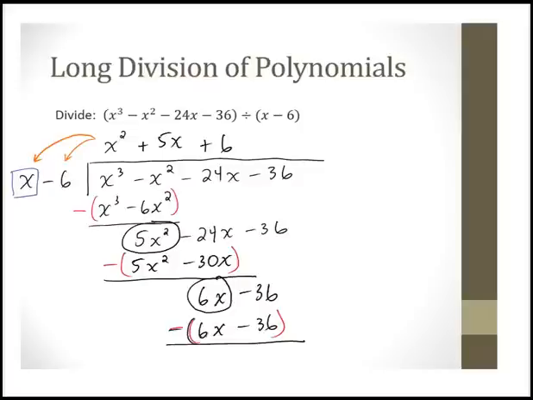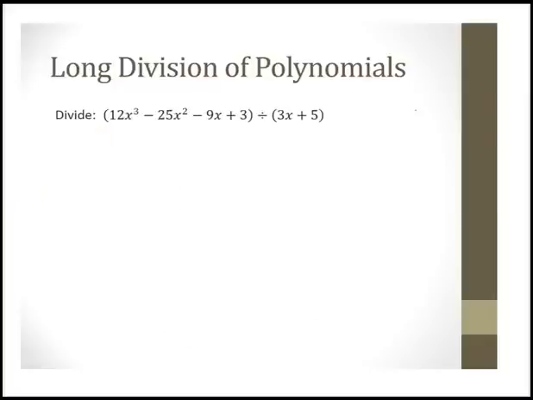6x minus 6x is 0. Negative 36 minus negative 36 is 0. There's no remainder. So we can write that x cubed minus x squared minus 24x minus 36 divided by x minus 6 is the quotient x squared plus 5x plus 6.